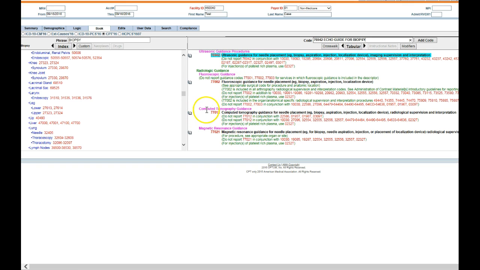And we have computed tomography guidance, which is also known as a CT scan. So, of all of these types of guidance or radiology guidance codes that are in our options for choice, the one code that best fits what was rendered today is the one with CT or computed tomography guidance. So there you have it.